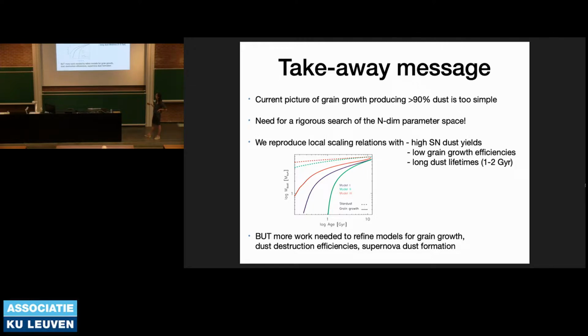We need to refine our models for grain growth, for dust destruction efficiencies, accounting for metallicity dependence, and for the 3D structure that is present in the ISM and not just homogeneous media. And we also need to refine our supernova dust formation models. Currently, statistics are still somewhat low. I haven't presented everything. I've just focused on two iconic galactic supernova remnants, so we do have more data.